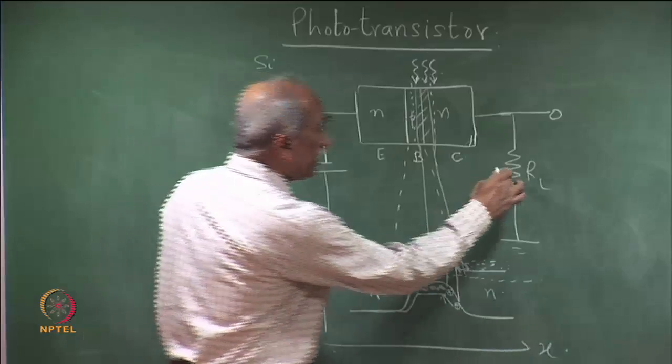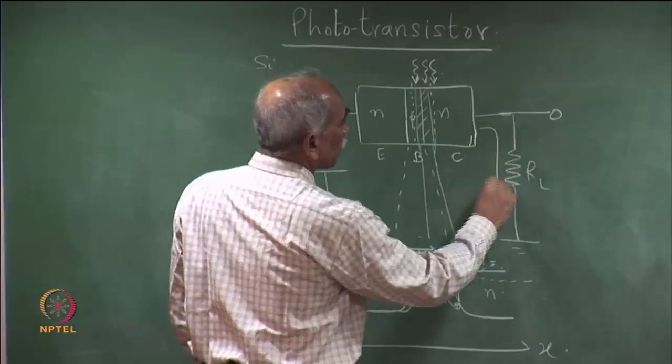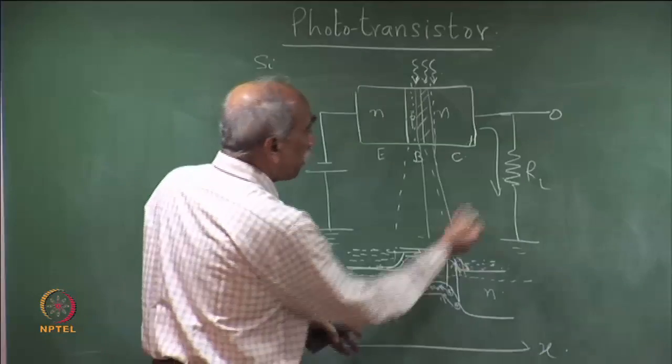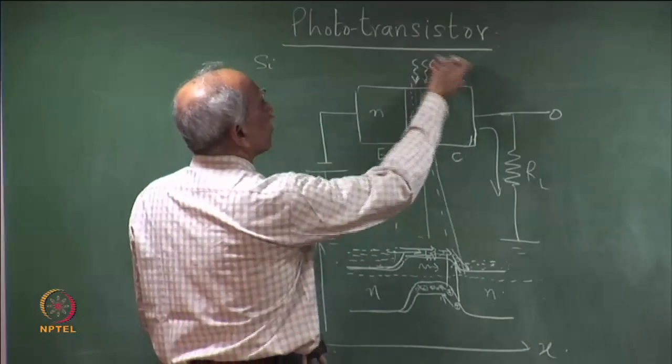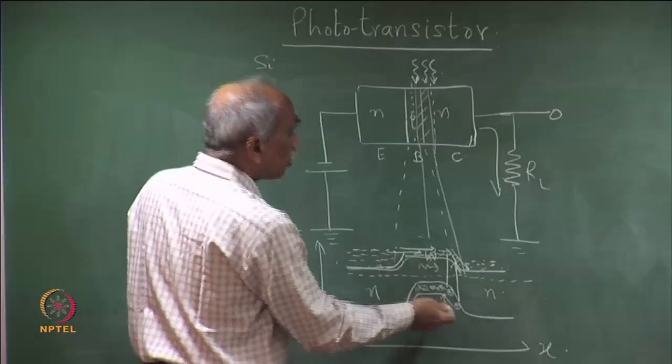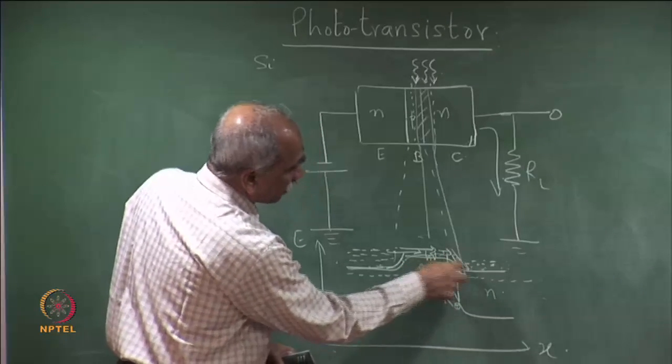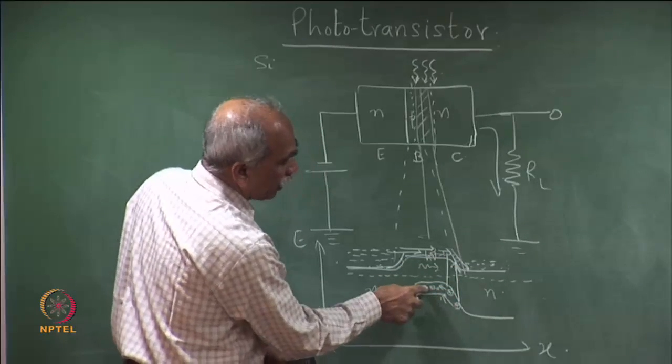So, the current in the external circuit depends on the incident photon flux, but the current is not just the primary current because of the two electrons which are generated, or two holes which are moving.